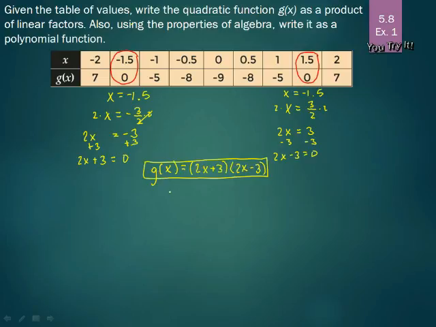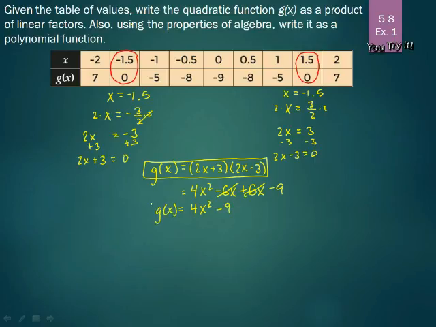And then now to do the last part of what we're asked, using the properties of algebra, write it as a polynomial function. And so to do that, we would just need to multiply out and distribute these two terms. And so first, 2x times 2x gives us 4x squared. 2x times negative 3 gives us negative 6x. Positive 3 times 2x gives us positive 6x. And positive 3 times negative 3 gives us negative 9. And so then we see that these middle two terms, negative 6x plus 6x, add to 0. And so then we're just left with 4x squared minus 9 equals g of x.